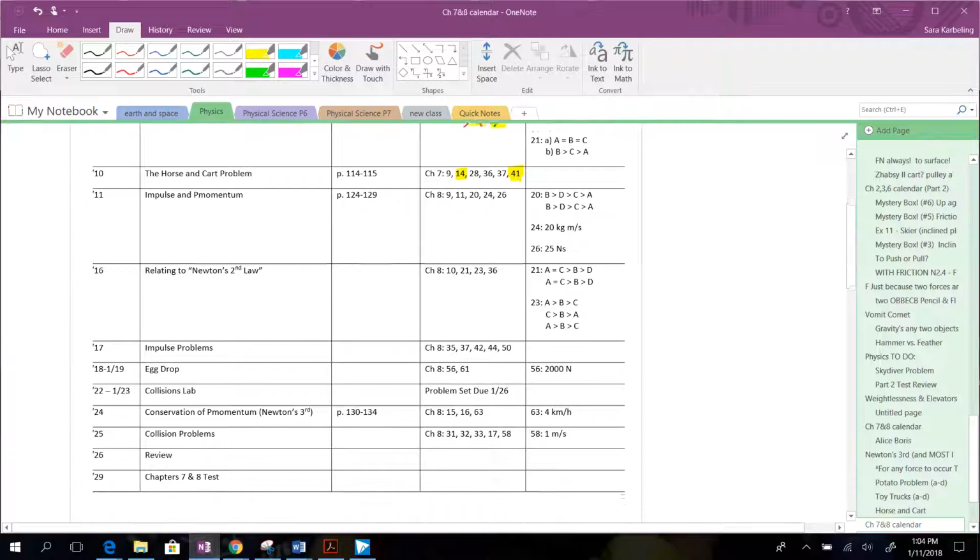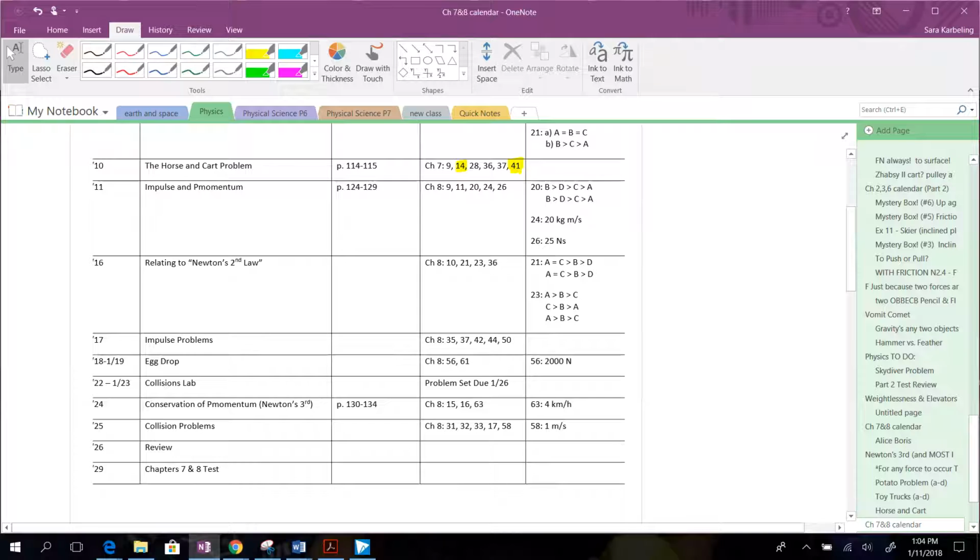We got some palindrome numbers to do still. 14 and 41. 14. Okay. We got stuff to do today, guys, so I need you to listen. 14 says, why don't the enormous number of interatomic forces inside a baseball accelerate the baseball?